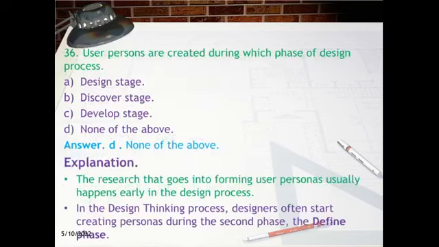36. User personas are created during which phase of design process? Design stage, discover stage, develop stage. None of the above. Answer D. None of the above. Explanation. The research that goes into forming user personas usually happens early in the design process. In the design thinking process, designers often start creating personas during the second phase, the define phase.